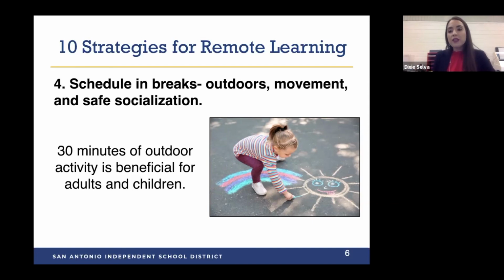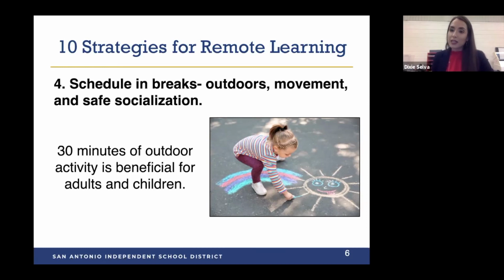And I also put in there safe socialization. And what I mean by that is, I know that it's really hard right now for students, for children, because they do not get to see their friends in person. Most of us are not getting to see our friends often in person.